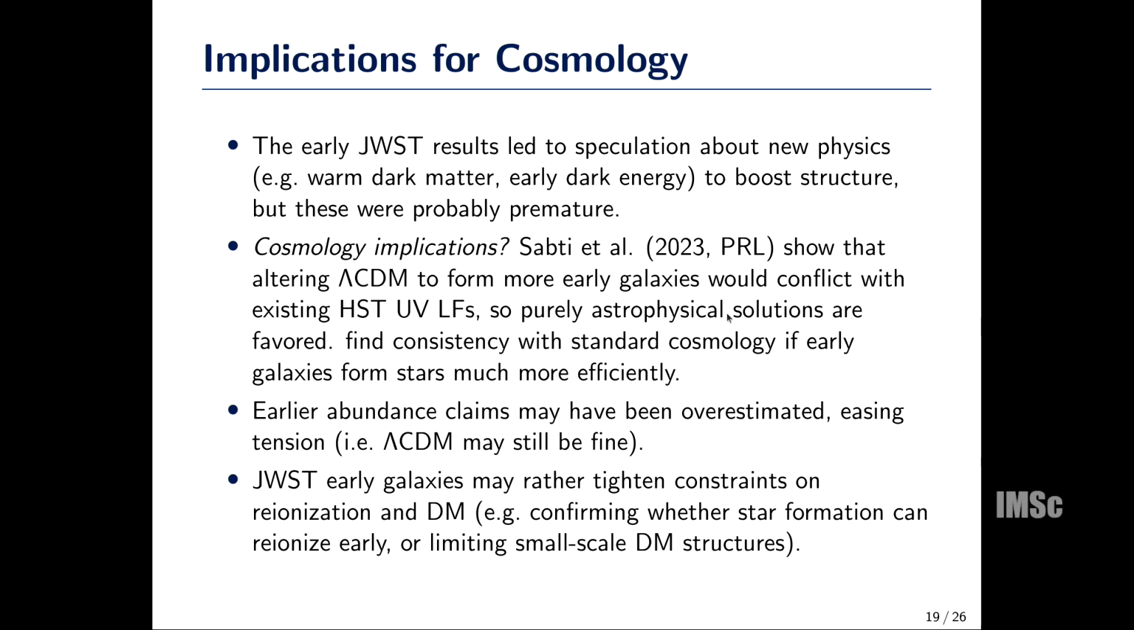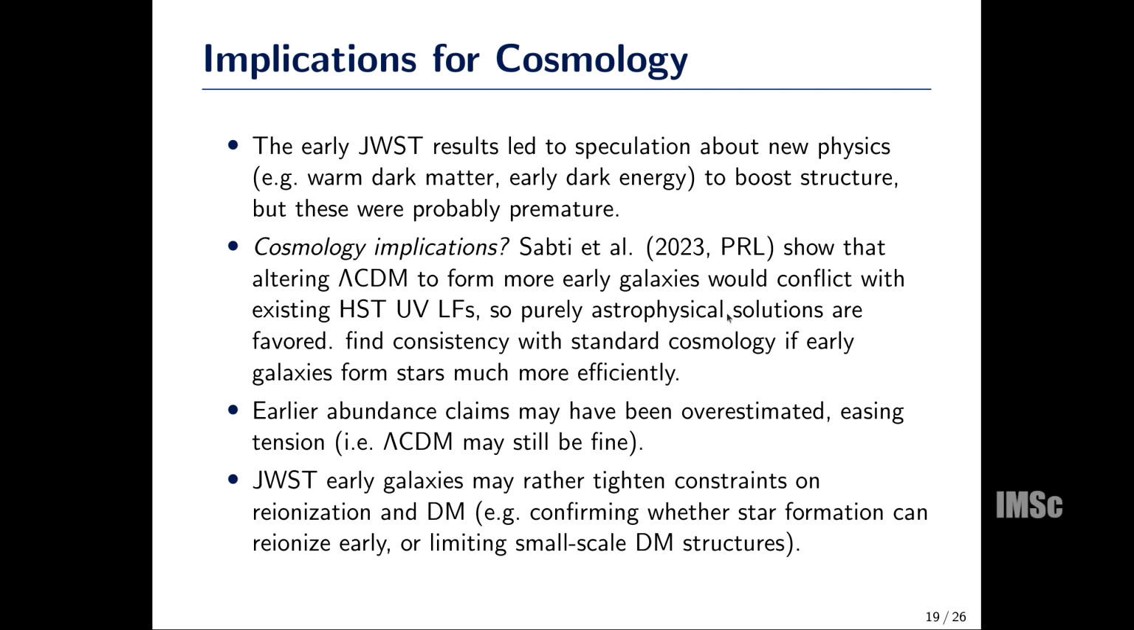It's not as simple as altering some lambda CDM parameters, because these lambda CDM parameters are consistent with the HST measured UV luminosity function at lower redshift. So just tweaking those parameters will not work. At the moment, purely astrophysical solutions, which means modifying galaxy formation models rather than the cosmology, seem to be the preferred solution. We are fortunate that the earlier abundance claims, like a very large excess of galaxies, were overestimated. That has eased the tension, and lambda CDM may still be fine.